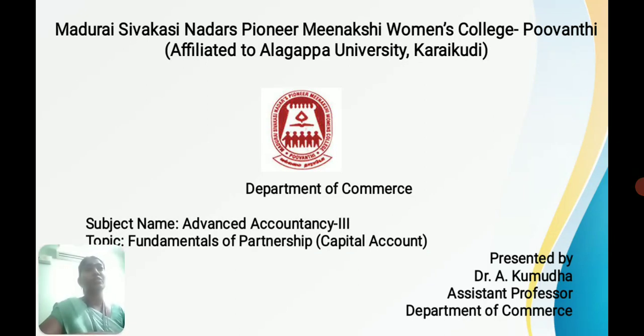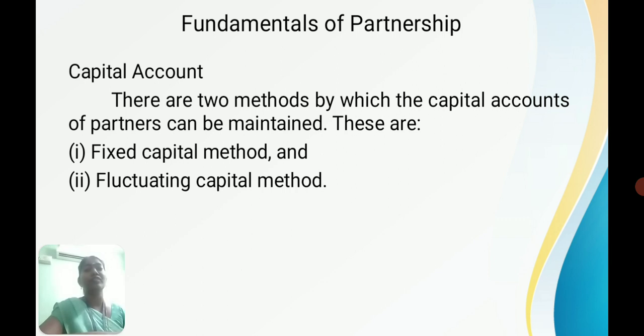In this video, we are going to see the capital account in partnership. After preparing the profit and loss appropriation account, we are going to prepare the capital account. There are two types of capital account, fixed capital and fluctuating capital. The problem itself states whether the capital is fixed capital or fluctuating capital. So from that, we can prepare the accounts.